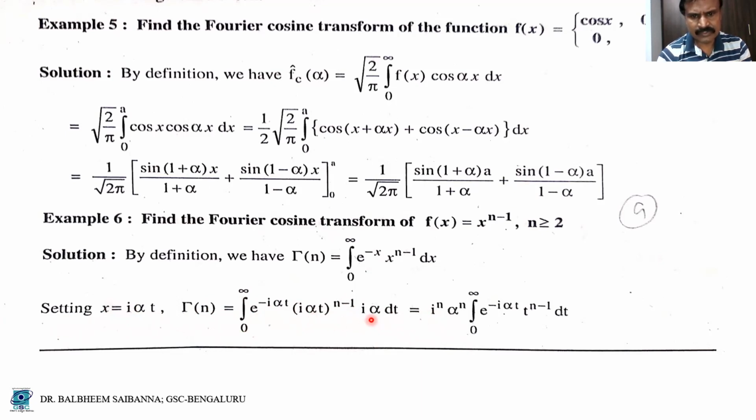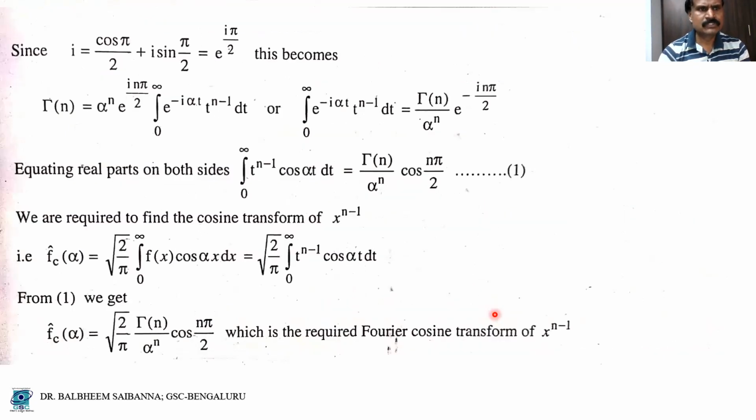Alpha to the power of n minus 1 times alpha gives alpha to the power of n, times the integral from 0 to infinity of e to the power of minus i alpha t, t to the power of n minus 1 dt. Because we have simplified i alpha raised to the power n minus 1 with the remaining i alpha, we are left only with t to the power of n minus 1 dt.